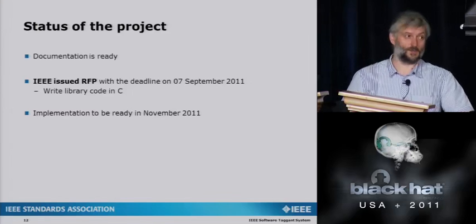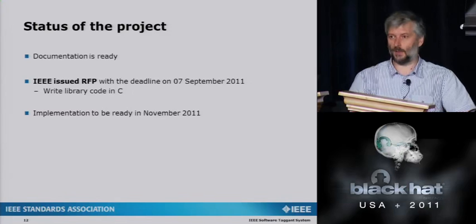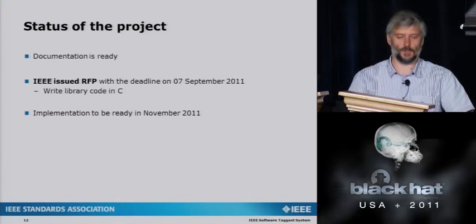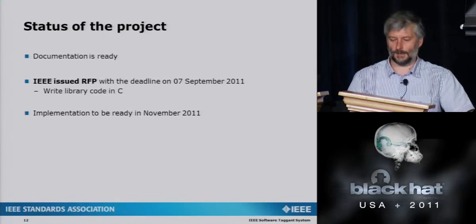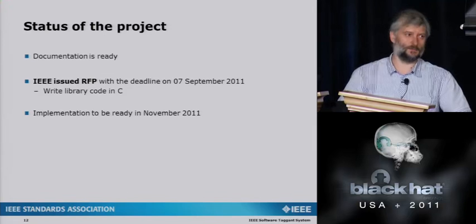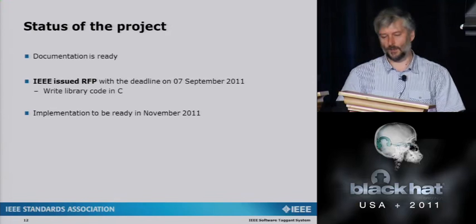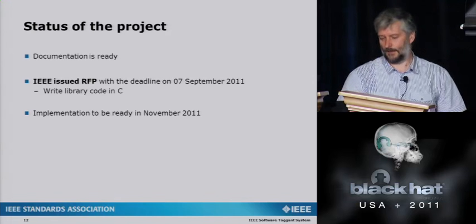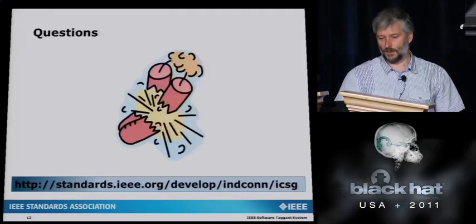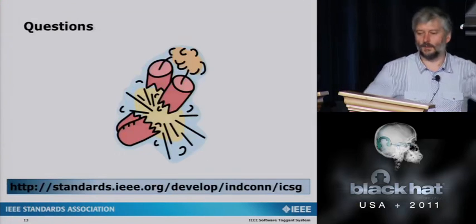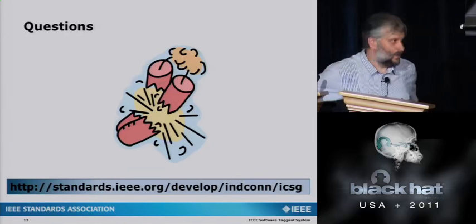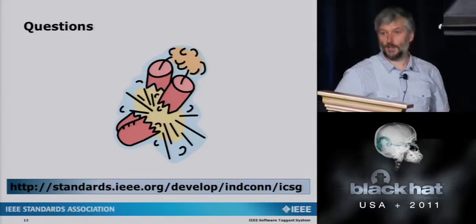And the deadline for this request for proposals is the 7th of September. If you are skilled in crypto, please download that request for proposals, have a look, and consider participating. Implementation doesn't seem like it should be a very difficult thing to do. It's supposed to be ready by November 2011. If you want more details, you can Google for IEEE and Taggant, or there is a link at the end of this slide. And now we'll be ready to answer your questions.